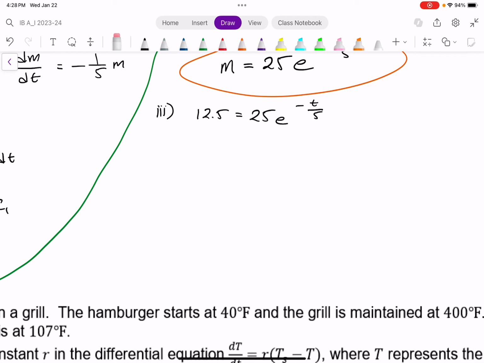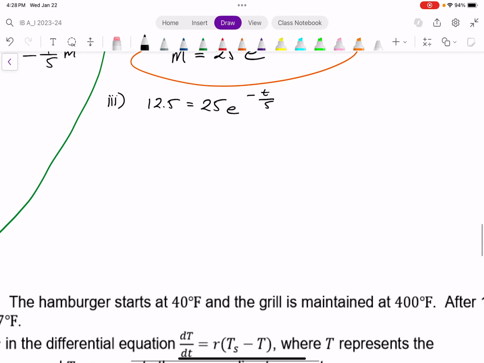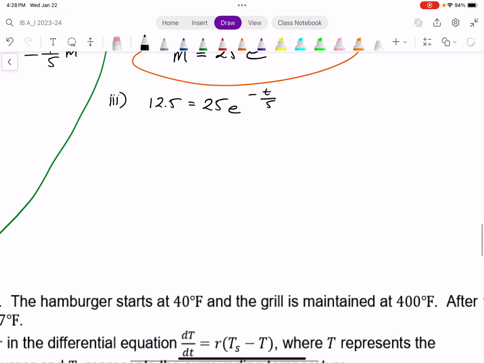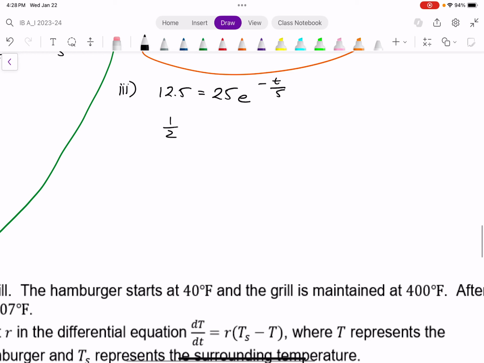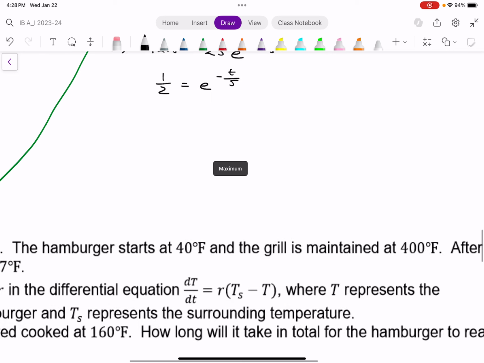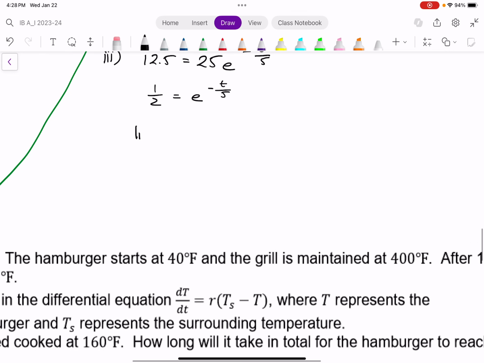Give myself a bit more space. These questions don't quite fit so nicely on these pages anymore. They're a little more involved than in earlier lessons. So I get 1/2 equals e to the negative t over 5. If I want to solve for t, I'm going to take the natural logarithm of both sides. So I get the natural logarithm of 1/2 equals negative t over 5.